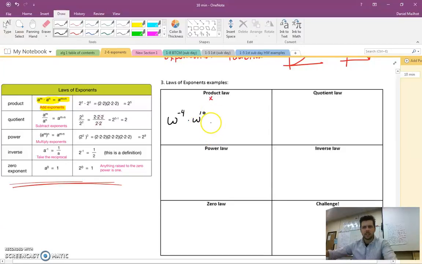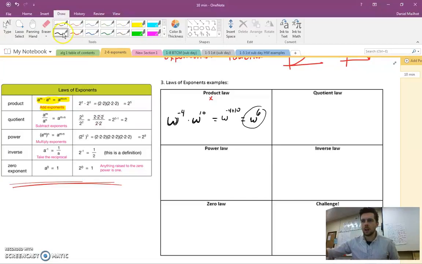Can you still add those together? Well, yeah, you've got the same base. These are both w's. So w to the negative 4 plus 10. And we can simplify that a little bit. What is negative 4 plus 10? 6. W to the 6th. All right? So you've got an example on the left-hand side. We did one more on the right. You have the ones that we did in the previous worksheet, okay? We've done a lot of examples.